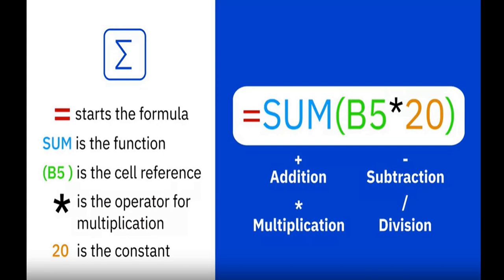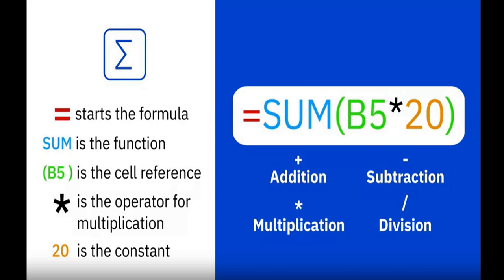Now here you can see you can use constants in your formulas, which, as the name suggests, are numbers or values which you can enter directly into a formula and which don't change. So this might be a whole number, such as in this case 20. I have written B5 asterisk 20, which would take the value in cell B5 and multiply it by 20.